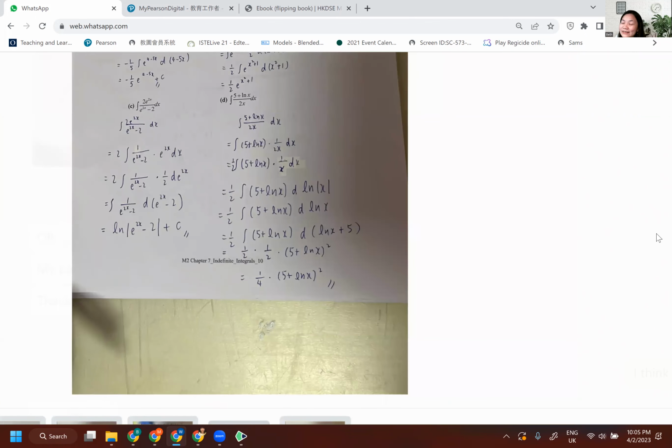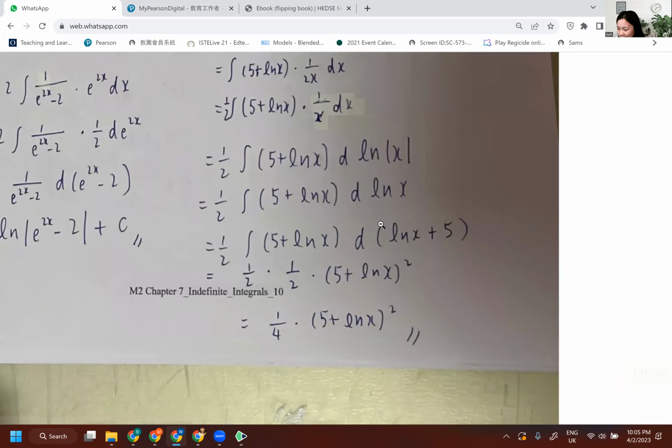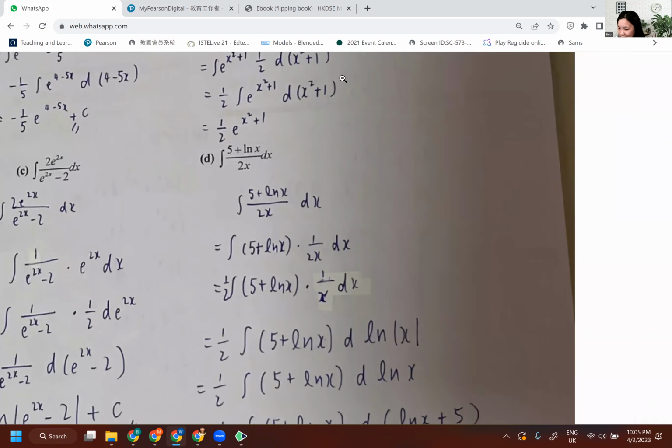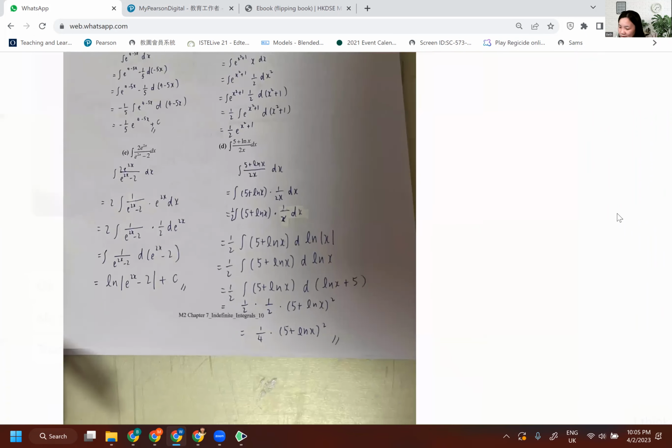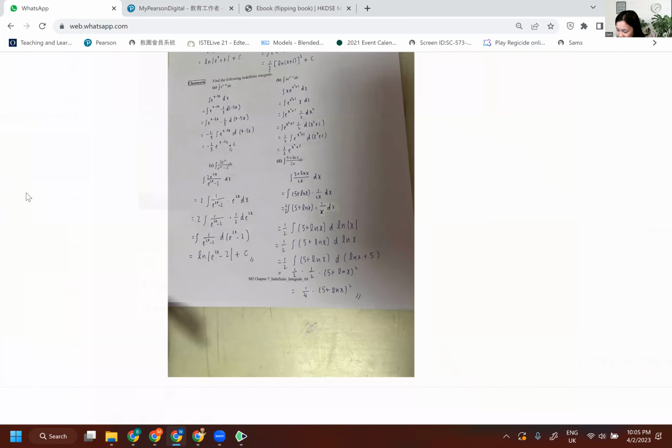I'm sorry, Ms. Chen. I don't really understand how to separate the two of them. What do you mean? I don't know how to separate 5 plus natural logarithm of x. Oh, I don't mind showing you again. Thank you.